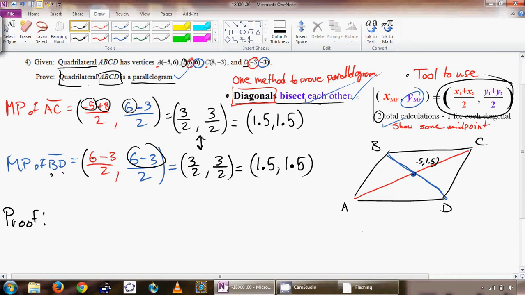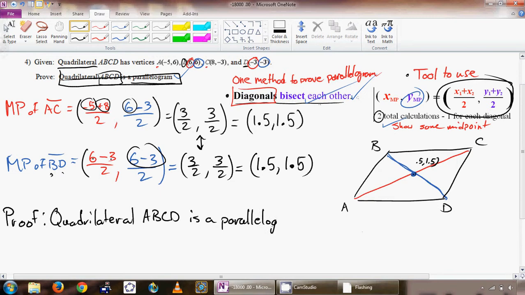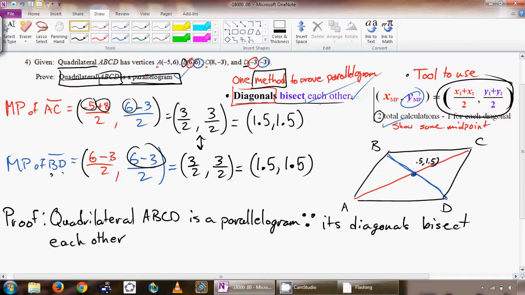And that's going to be a reason for what they asked. Quadrilateral ABCD is a parallelogram. Right? I've restated. Now we're going to give a reason. Because, well, our reason is always the method we use. Because its diagonals bisect each other. Explain how we know that. And the way we're going to explain it is we're going to tell them that, hey, they share a midpoint.